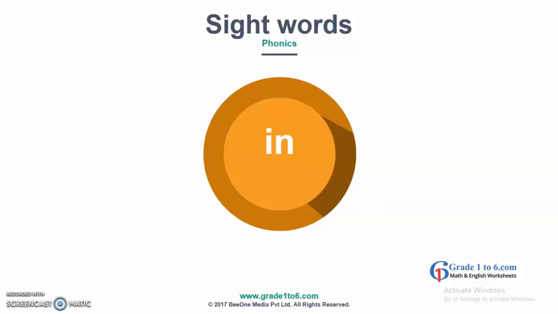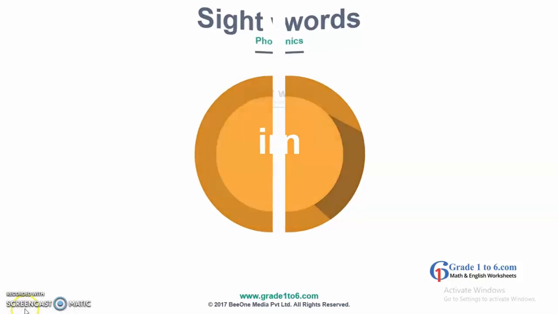In. I was in the workshop. I was in the mall. I was in my room. I am with my parents in their room. Let's move on.